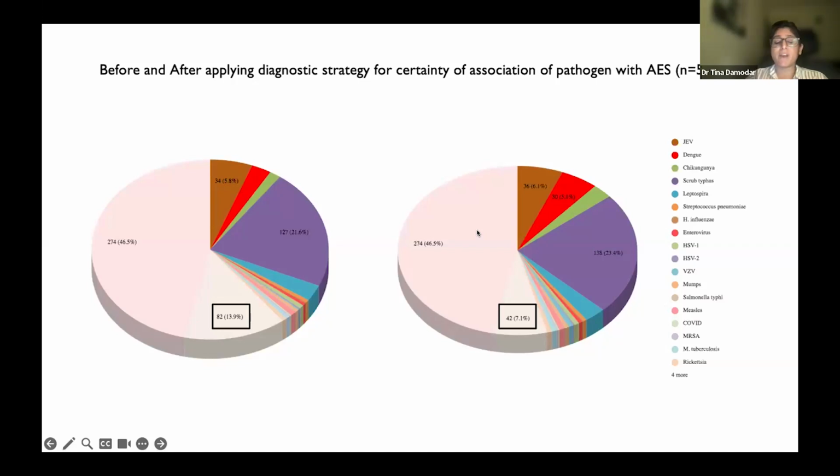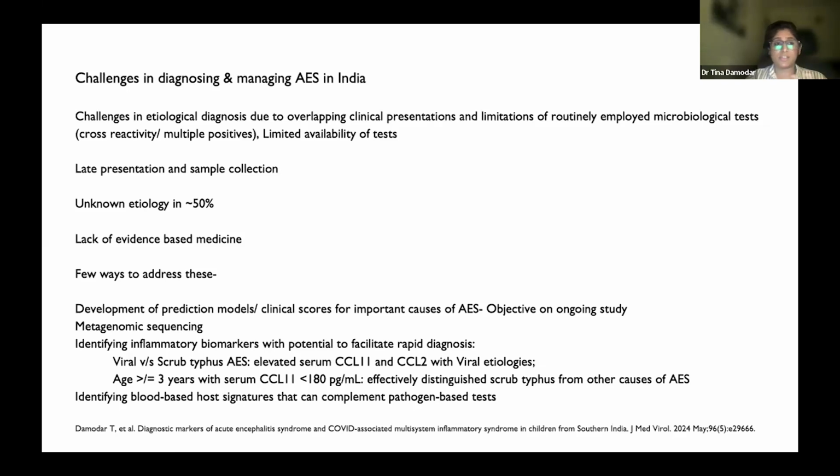Similarly, we performed CSF IgM ELISA for other causes, not only for scrub typhus, but for dengue, chikungunya, and leptospirosis. Using the diagnostic strategy, we also tried to solve the multiple positives, and the ambiguity reduced, if I may say so, from 14% to 7%. So it did give some kind of clarity by adopting a diagnostic strategy.